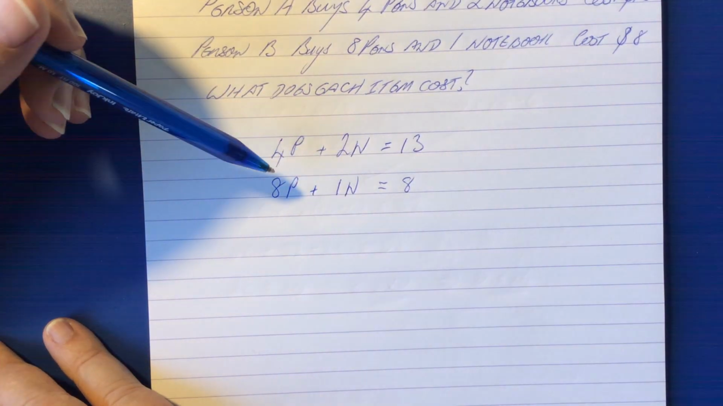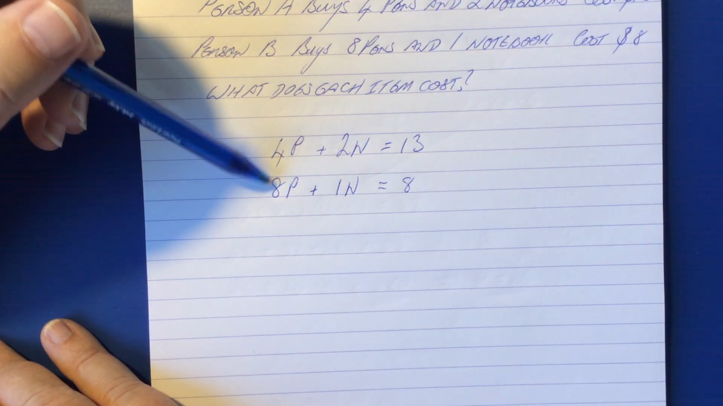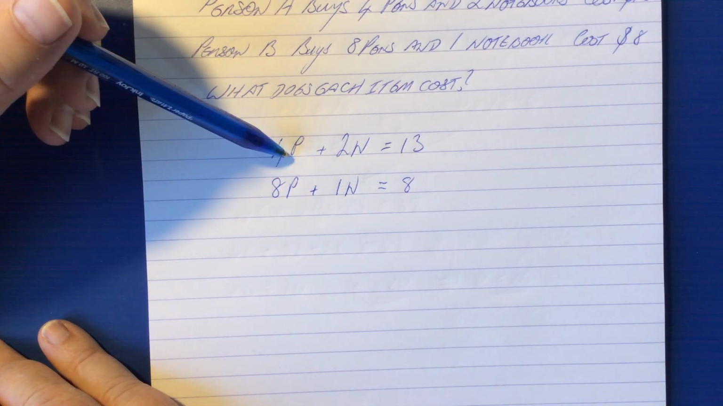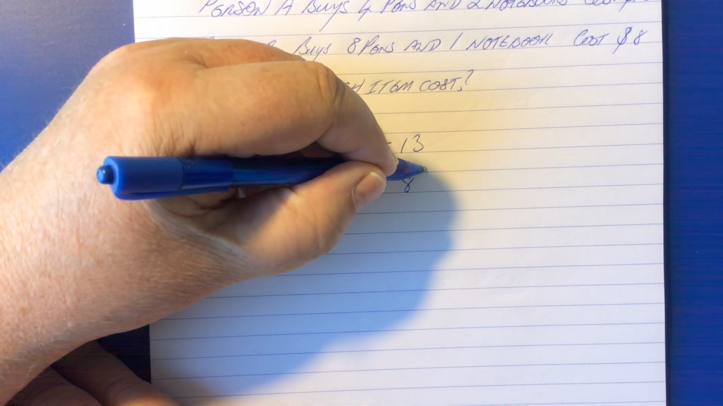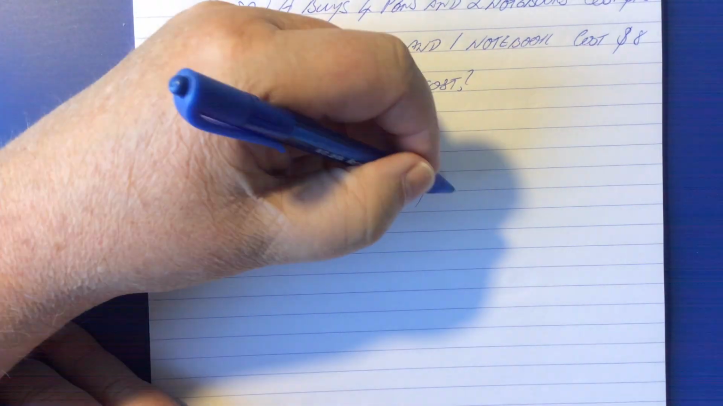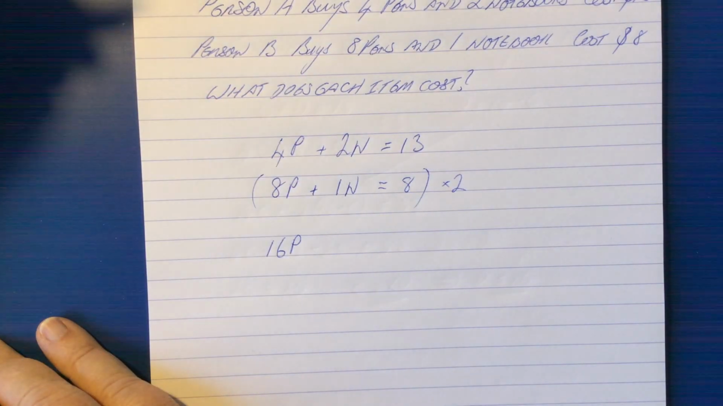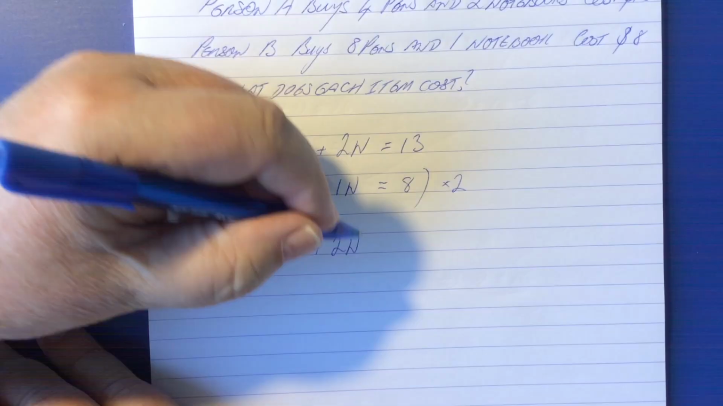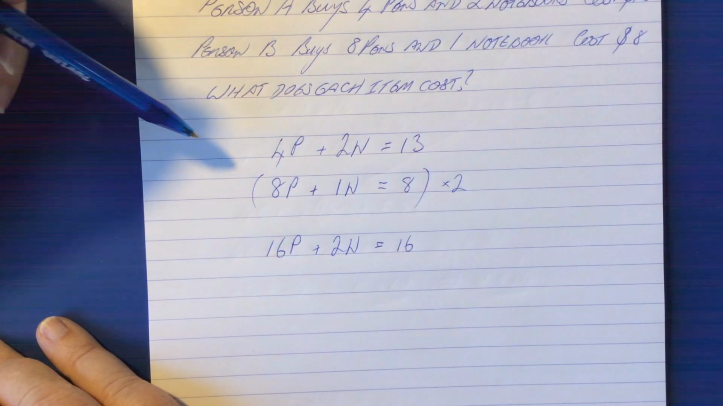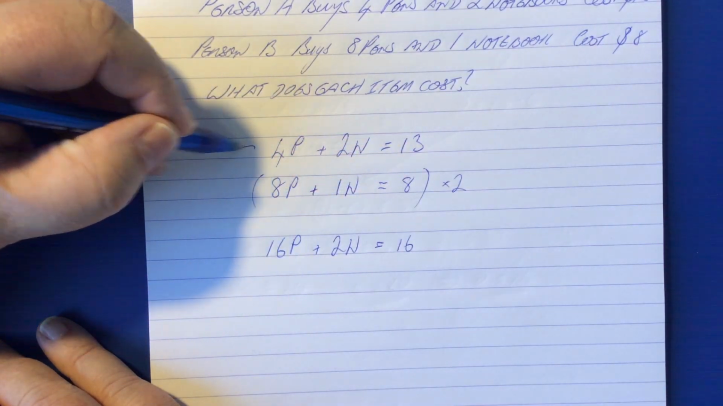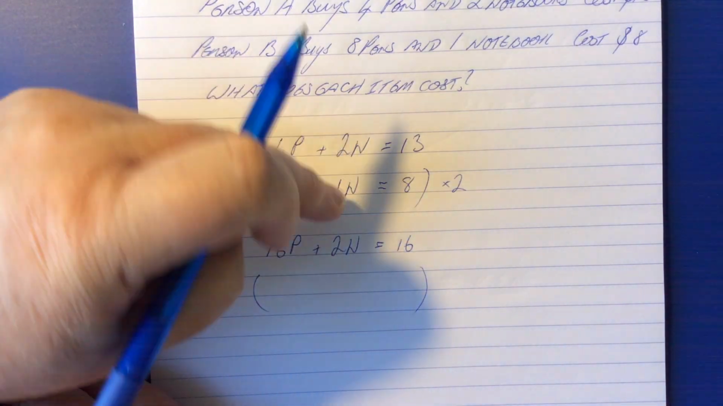Now, I'm going to choose to get rid of the n's. It would be just as easy to get rid of the p's, but I'm going to do the n's. So I'm going to multiply this whole equation by 2, and that's going to give me 16p plus 2n equals 16. So everything here has been multiplied by 2. Then I'm going to take this equation here and subtract it from this.